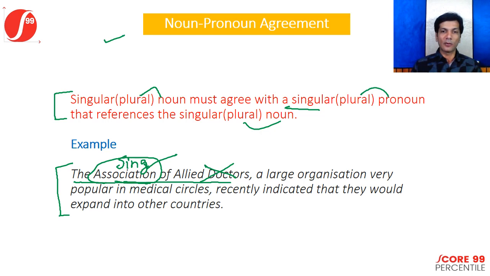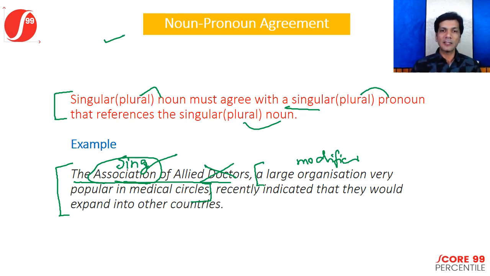So now look at this part that talks about a large organization very popular in medical circles. Now this is what you call a modifier. Now modifier, as the name suggests, is nothing but something that modifies some other part of your sentence. Now in your basics class on grammar, you've learned that adjectives and adverbs are kinds of modifiers because they tend to modify a noun or a verb or an adjective or another adverb and things like that. So modifiers can be words, they can be phrases also.